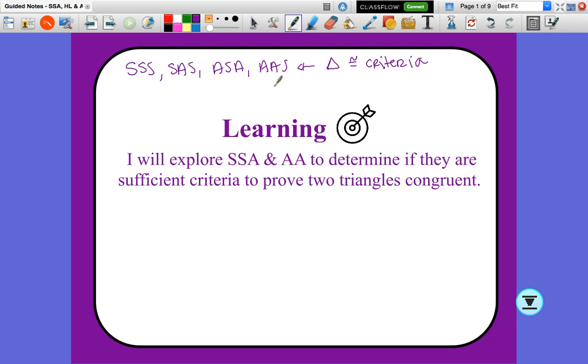So these were enough to prove congruence. We didn't need to know every little part. So we're going to look into 2 more ideas that we haven't explored yet. We're going to explore side, side, angle and angle, angle, right? And maybe you're wondering, that's weird. Why does she only have 2 angles? Well, we'll talk about that if you're not sure yet. To determine if they are sufficient criteria, is this enough to prove 2 triangles congruent? Like, do we need more or is this enough? So that's what we're going to be looking into.